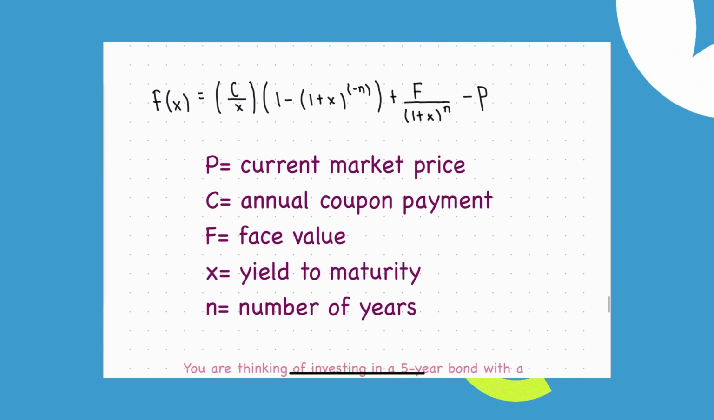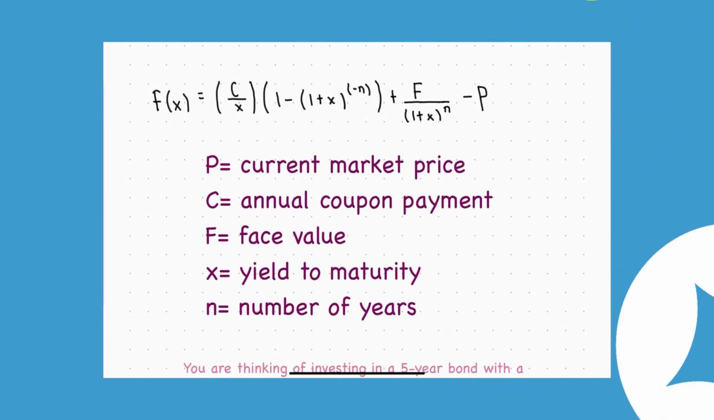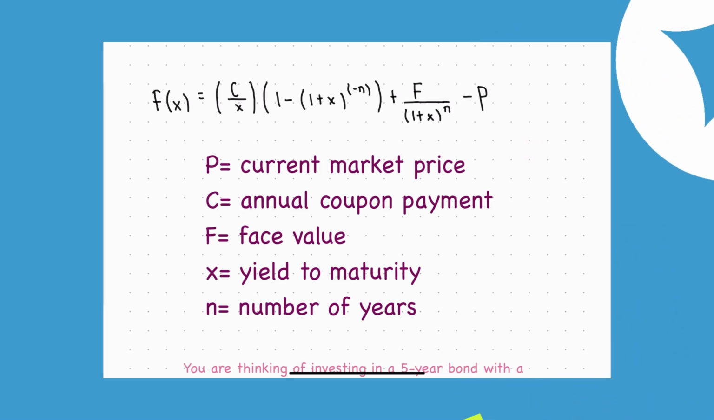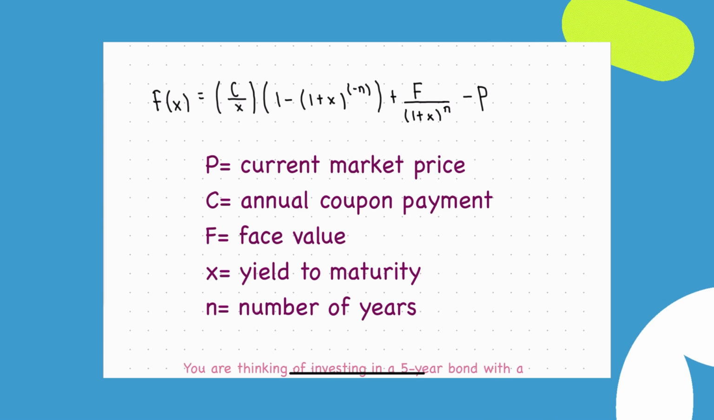Then, all we need to do is find its derivative, and then plug it into the equation of Newton's method that we learned about earlier. Next, we make guesses consecutively until we reach a good approximation for the yield to maturity rate.